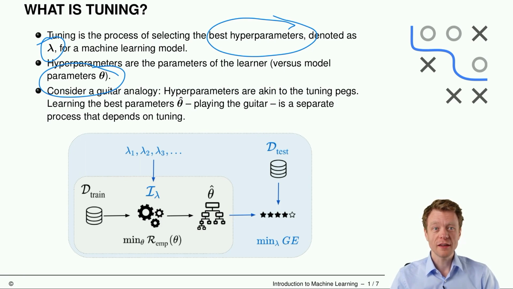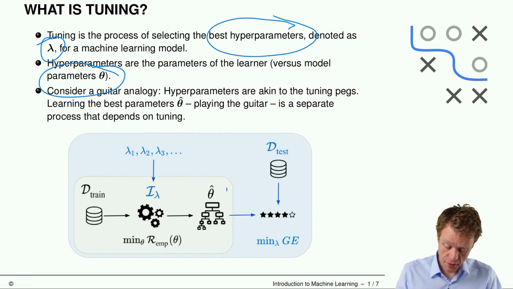If you want to play a guitar, it's advisable to tune this guitar before you play. And similarly, you should tune your hyperparameters before playing around with your machine learning algorithm, the learning algorithm. So learning the best parameters is playing the guitar, and tuning the guitar is learning the hyperparameters or finding the hyperparameters. So we have two processes which are nested inside each other.